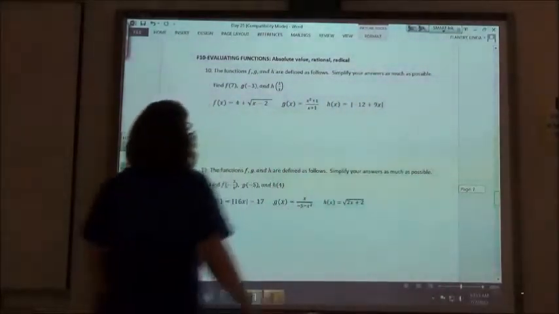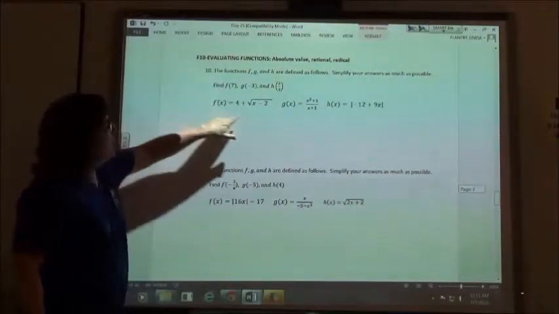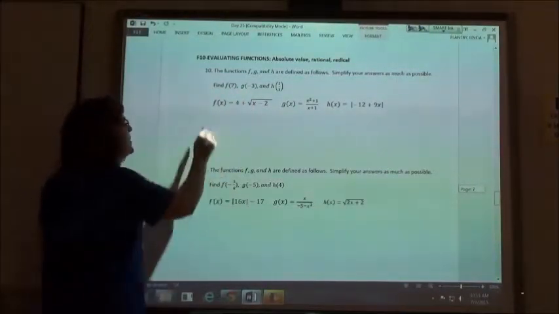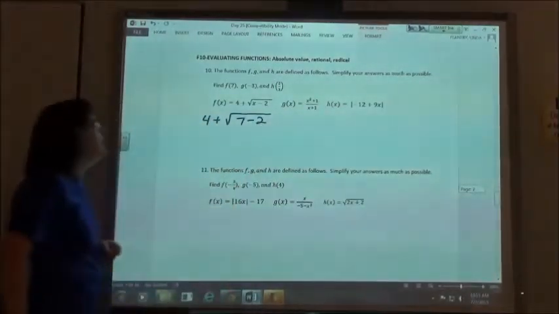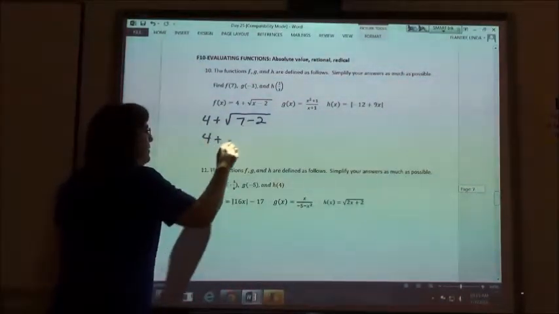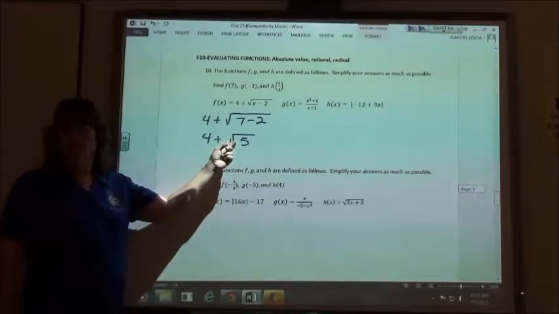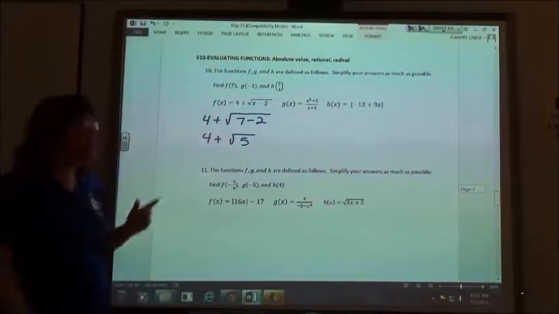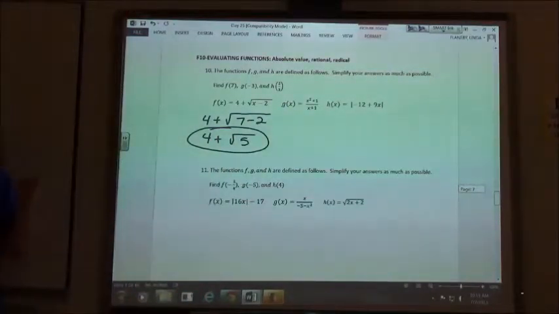So number 10, I'm going to find f of 7. So I'm going to put 7 in for my x. 4 plus the square root of 7 minus 2. If I do 7 minus 2, I get the square root of 5. In this case, I can't simplify the square root of 5, so there's nothing more I can do to simplify that. So 4 plus the square root of 5 is just going to be my answer. If I could simplify it, I would keep going, but I can't, so I won't.